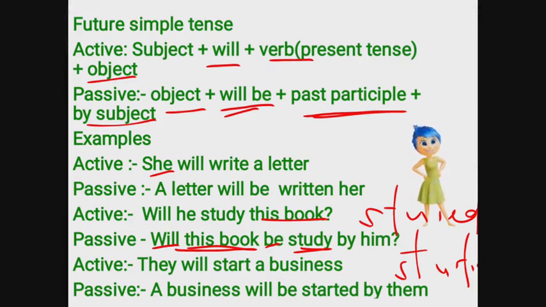Look at the next example we have there. They will start a business. Now, a business will be started by them. That is the passive voice. A business will be started by them.